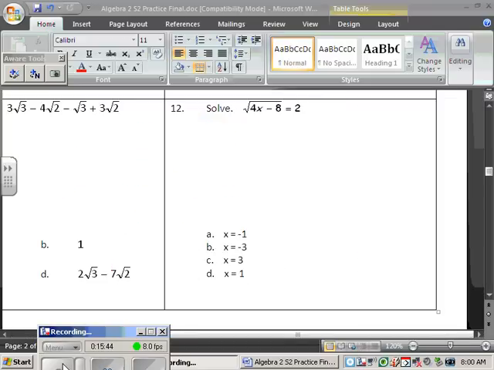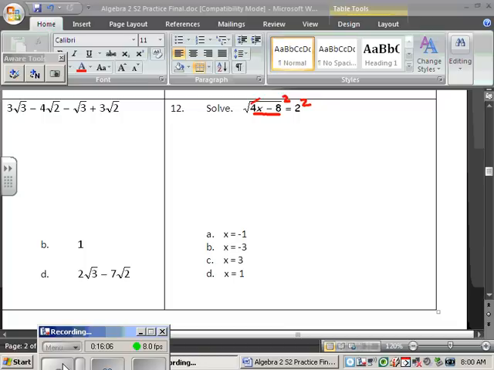Number 12, you're solving a radical equation. In order to solve a radical equation, you cannot do anything with the 4x minus 8 as long as there's a radical sign surrounding it. So you've got to remember how to get rid of that radical symbol. And the opposite of taking the square root of something is squaring it. So just to recall, you want to square both sides.